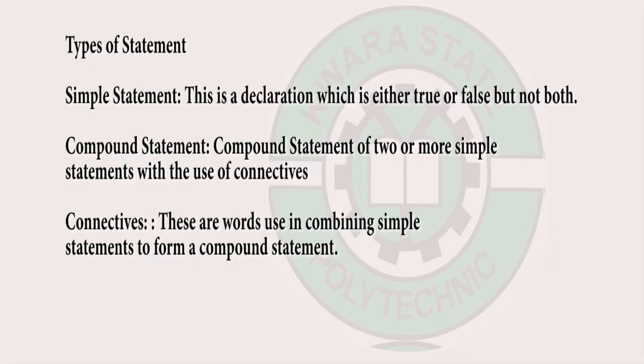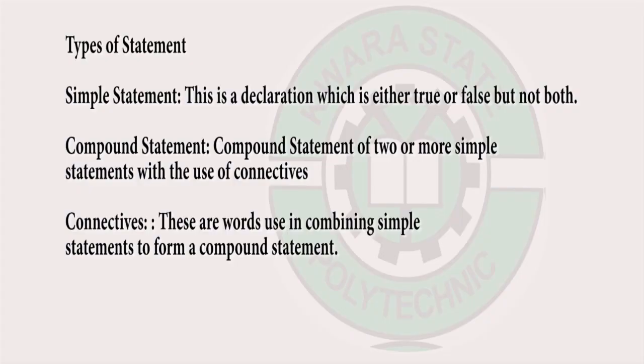Now, this leads to types of statements. Basically, there are 2 types of statements. We have simple statements and we have compound statements. Simple statement simply means a declaration which is either true or false, like I have explained previously. An example of simple statement: if I say, I am a man. I am a man is a statement. It can be true. It can be false. But it is simple. So that's an example of simple statement.